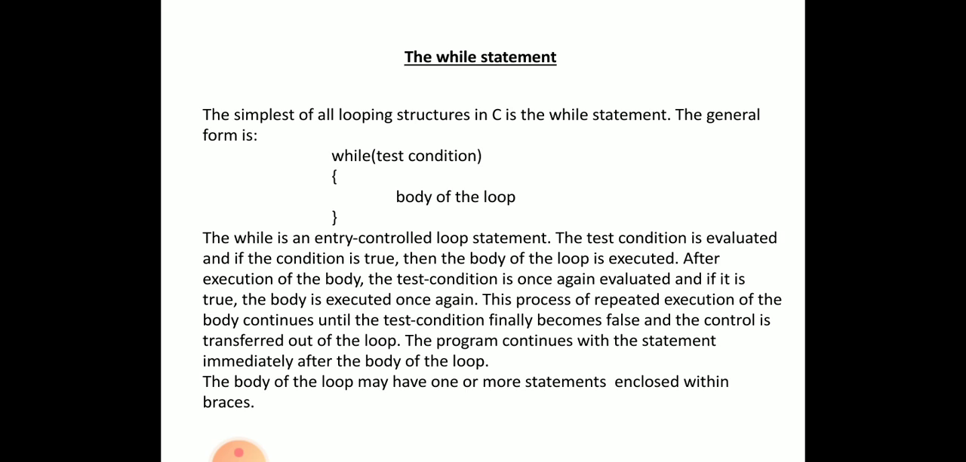The entry controlled and exit controlled loops are known as pre-test and post-test loops. The entry controlled loop checks for the condition, and if the condition is true, the body of the loop will be executed. But in an exit controlled loop, the body of the loop will be executed the first time unconditionally, and then it checks for the condition, and if the condition becomes false, the loop will be exited.